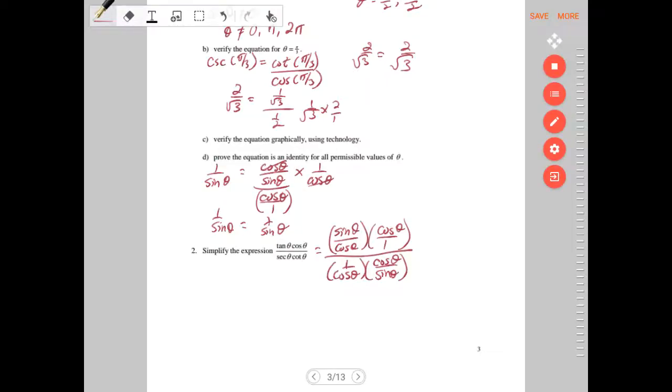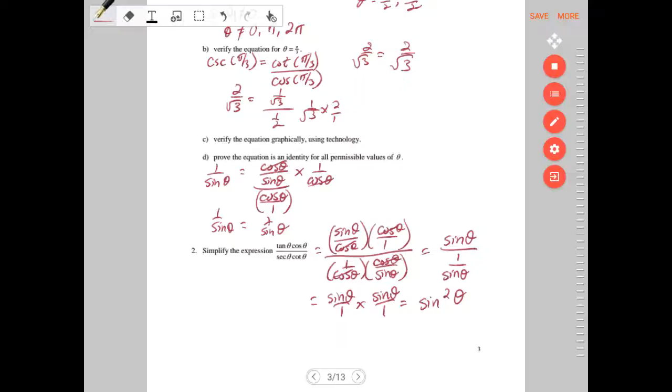Okay, if you notice in the numerator, the cos thetas will cancel, so that simplifies to sine theta over 1, or just sine theta. On the bottom, the cos thetas cancel, and it simplifies to 1 over sine theta. So sine theta divided by 1 over sine theta means to take the denominator and flip and multiply. So sine theta over 1 times sine theta over 1 gives me sine times sine is sine squared theta. 1 times 1 is 1. Sine squared theta divided by 1, still sine squared theta.